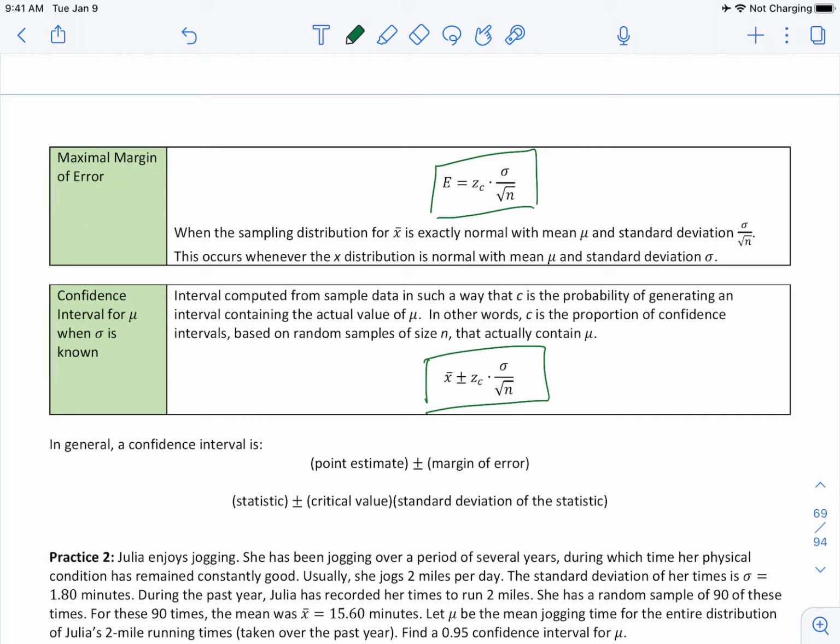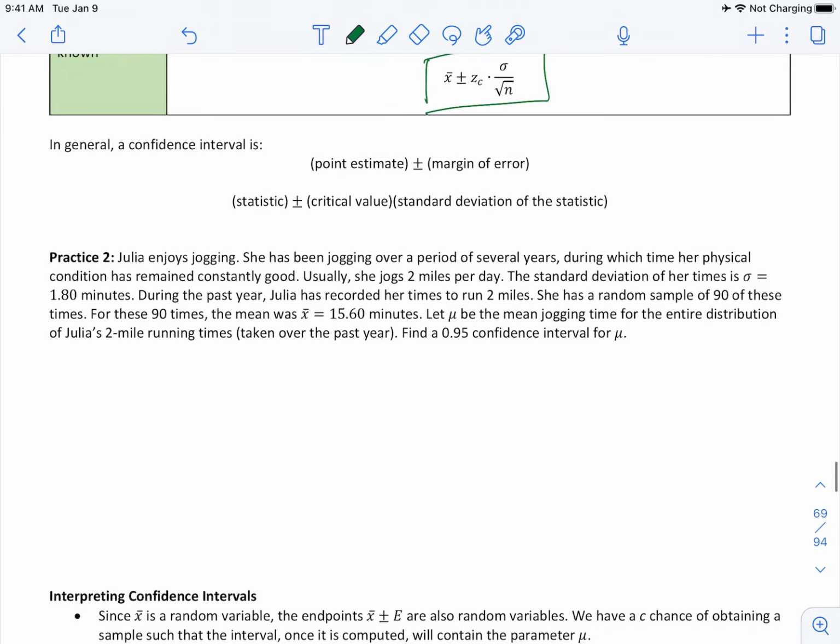In this case, it's X bar. We'll get to some where we're using P, plus or minus our critical value. Well, the critical value is that ZC times the standard deviation of the statistic. That's our sigma divided by root n. All right, so here's our example.